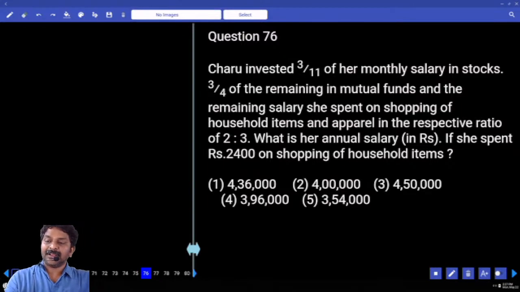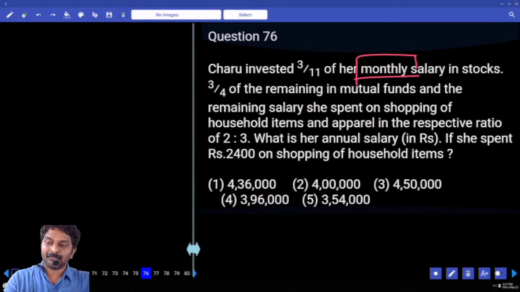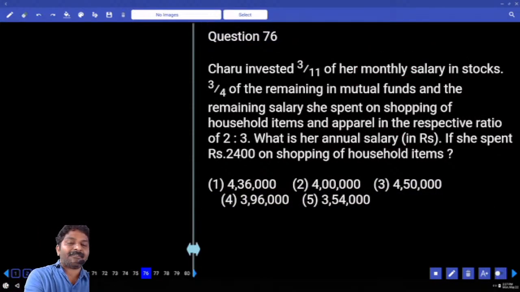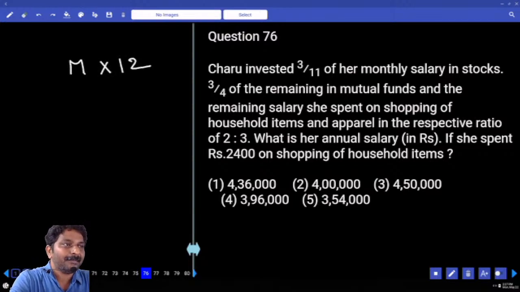Okay. Given data is about monthly salary. Question is about annual salary, that means after calculating monthly salary, you need to multiply it with 12. With this, try to answer the question.